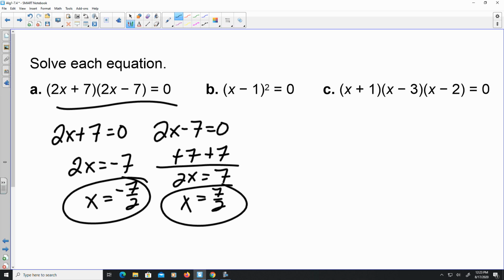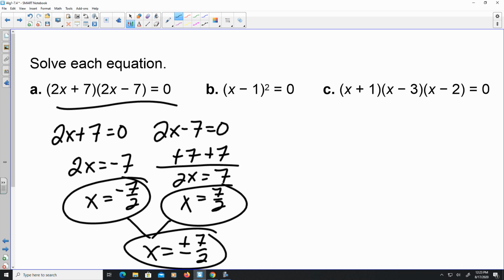You can separate your answers like this, or another way is you can combine them by saying x is going to equal both positive and negative 7 over 2. Both ways are acceptable answers.